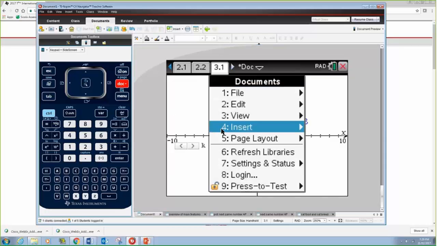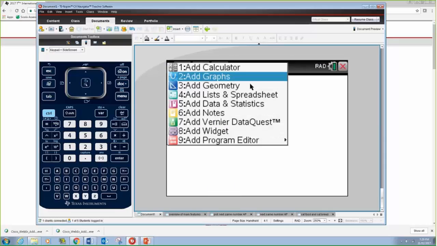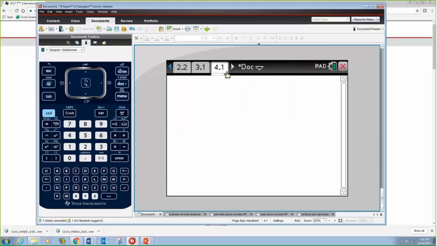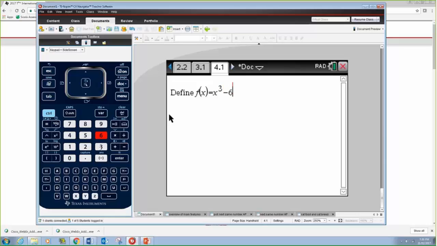I'll be using again a new problem, and I will use the calculator, and then I will define the function. So again we go menu, actions, define, and my function is f of x equals, so we start with the easy one, x cubed, and it is minus 6x.